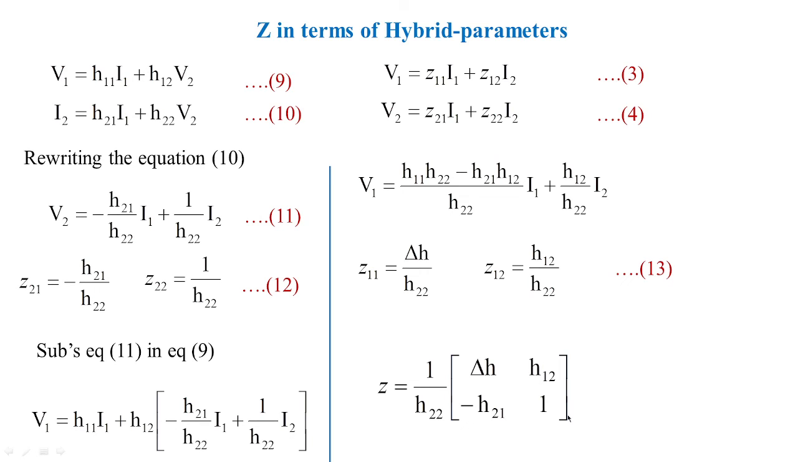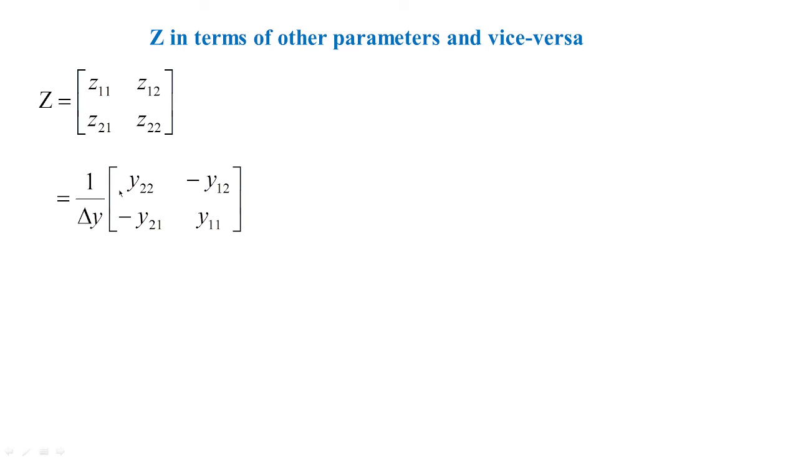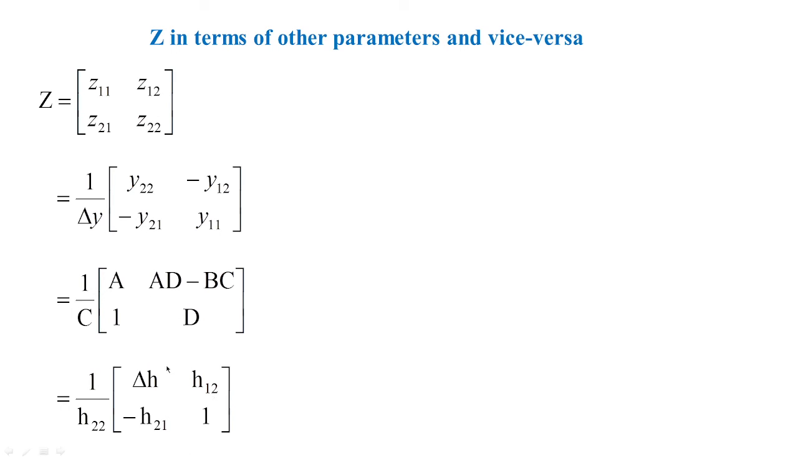So you have seen that we have derived all the other parameters in Z parameters. So the Z parameters in terms of other parameters are obtained, and vice versa is also framed, like Z equal to the impedance parameters given by these four values. In terms of Y parameters, it is obtained like this equation. In terms of ABCD, it is obtained like this equation. And in terms of H parameters, it is obtained like this equation.